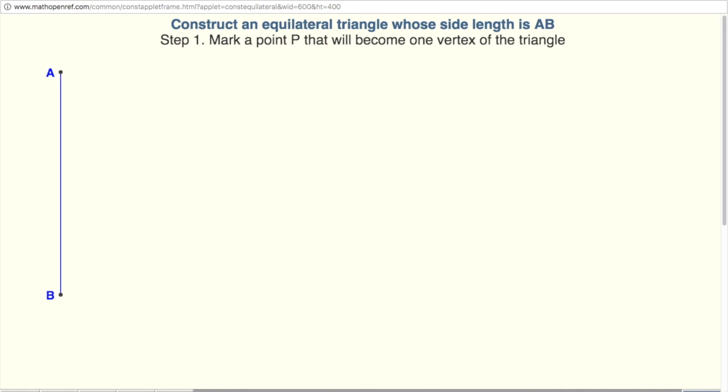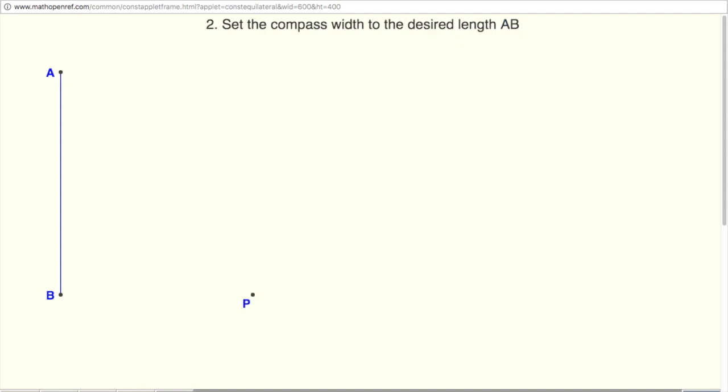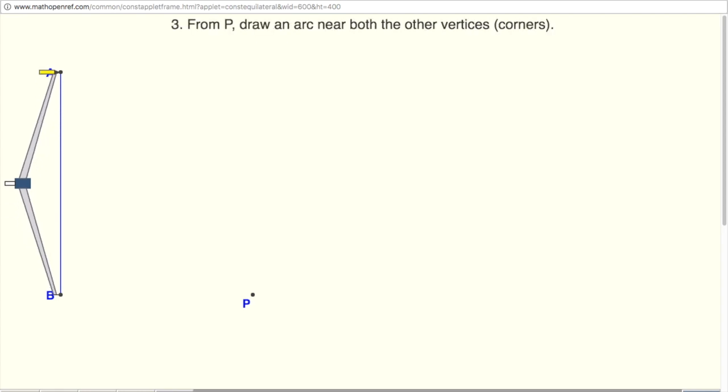Now we're going to make an equilateral triangle. So, mark a point P, set the compass width to AB. We've done this so many times this video so far, so same steps. From P, draw an arc near both vertices where you think the corners are going to be. Make it twice, so two separate arcs.